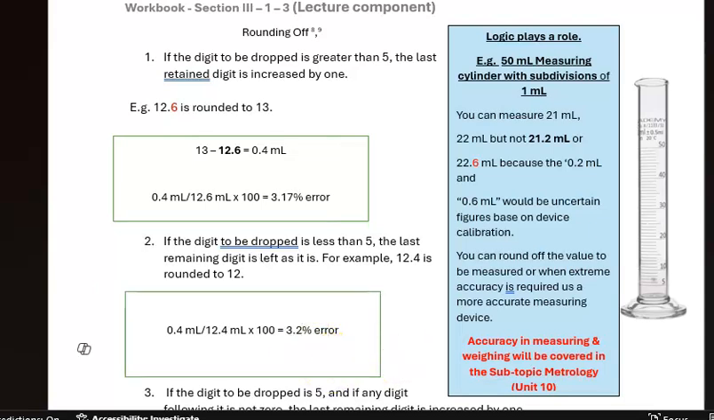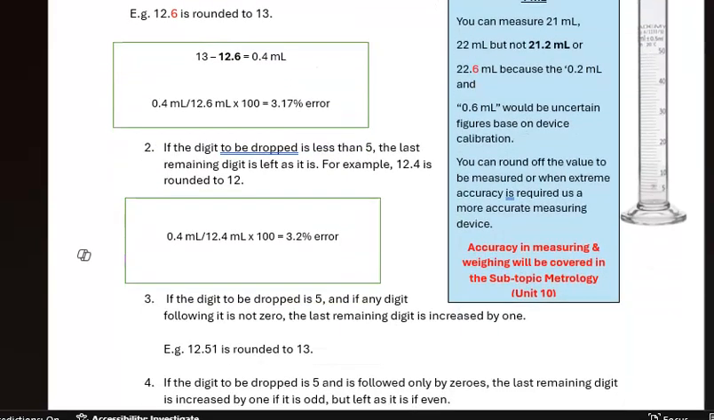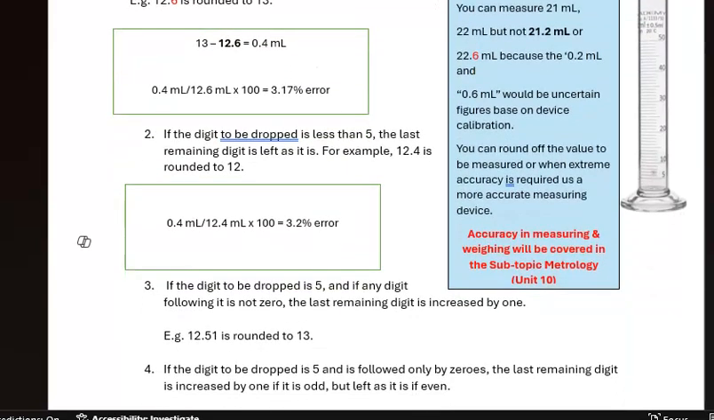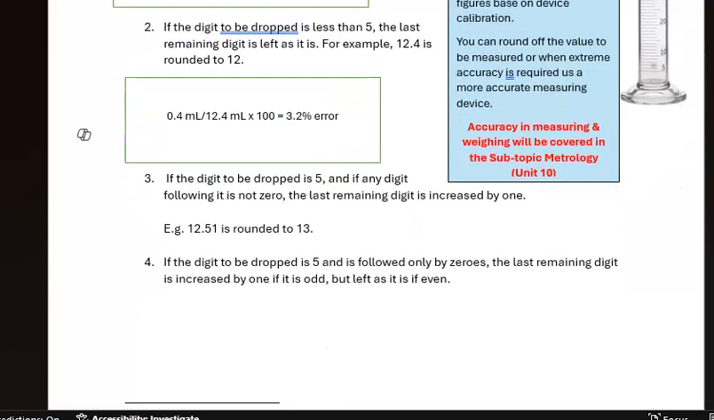Yes. If we were at risk of exceeding the error limit, then we would get a device that can measure the 12.4 for accuracy. If the digit to be dropped is 5, okay, so we're at the middle of the road. It's neither above 5 nor below. We're at 5. What does math say? If any digit following it is not 0, then the last remaining digit is increased by 1.